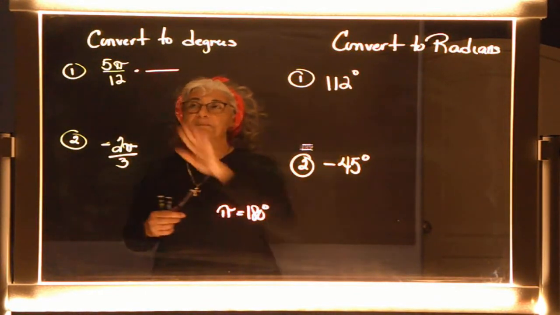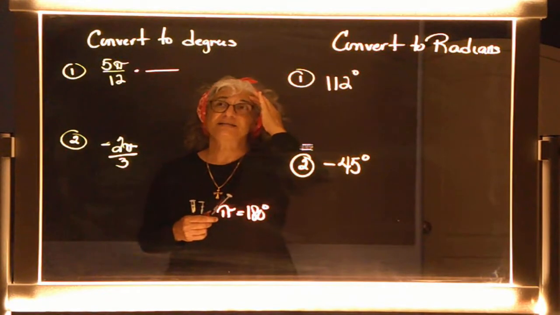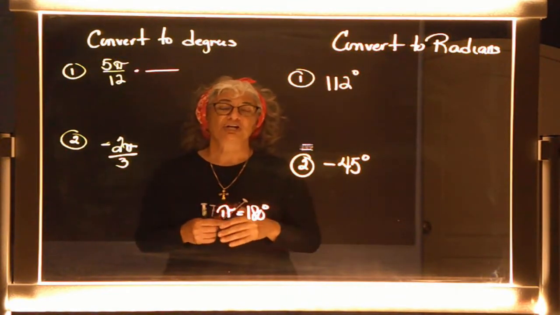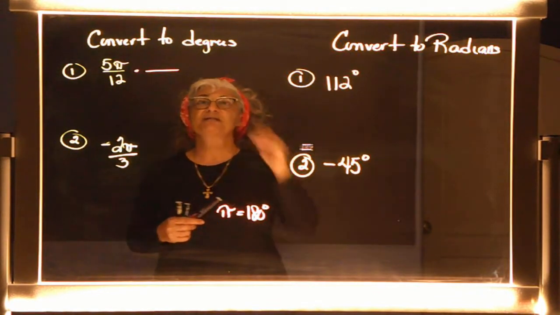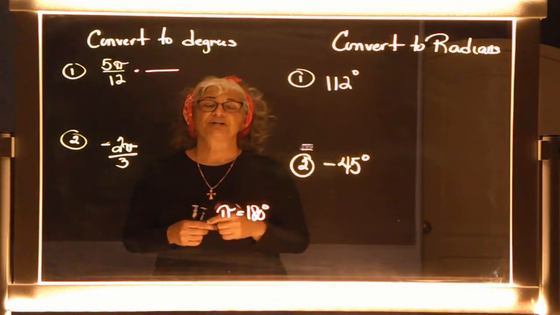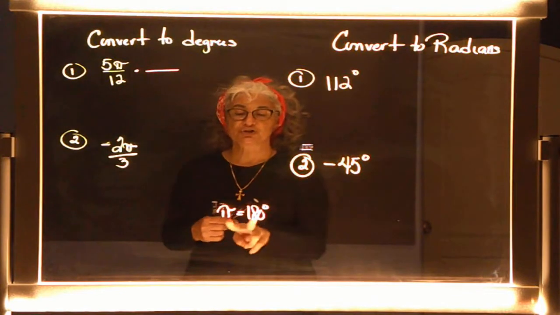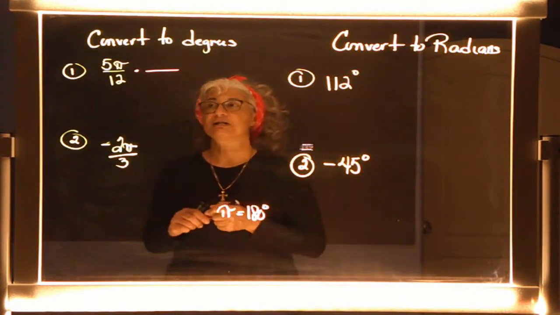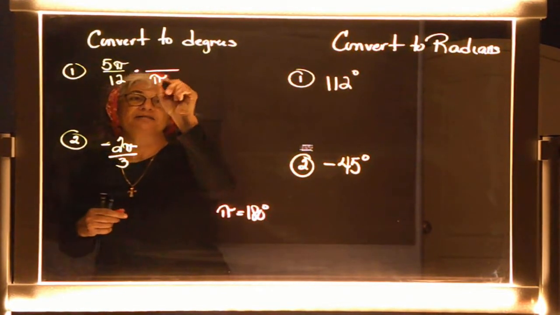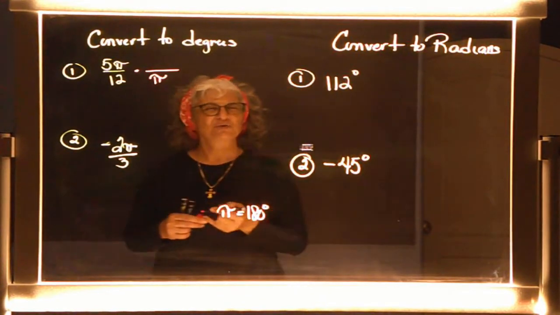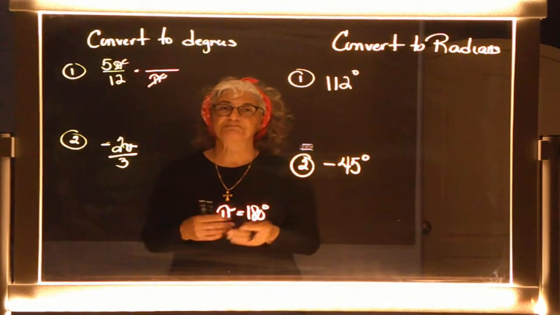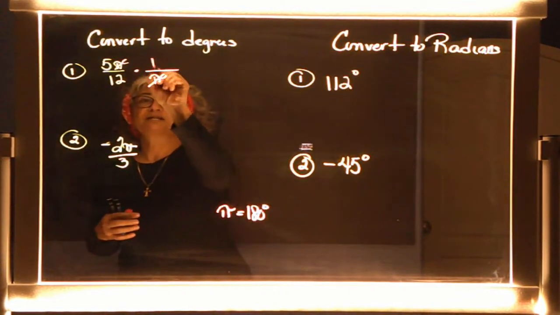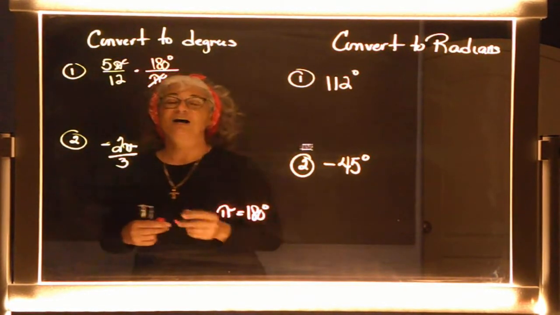Now, the pi, in my mind, is indicating that I'm in radian measurement. So do I want to keep the pi, or do I want to get rid of it since I want to go to degrees? Correct, we want to get rid of it. So with this conversion, I'm going to put the pi in the denominator. And some of you are going, why? Because I can cancel the pi on the top with the pi on the bottom. Which means the 180 degrees goes on the top.